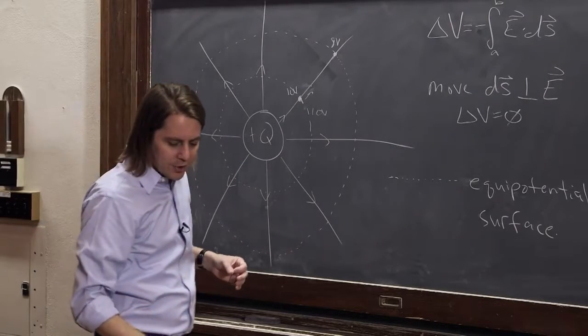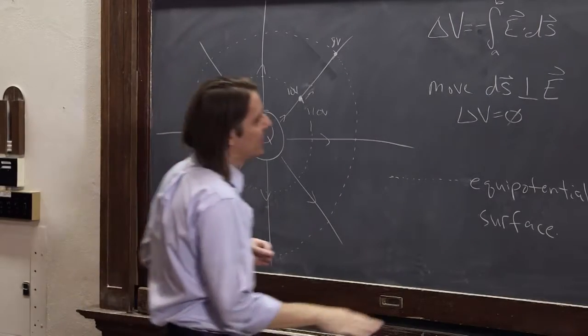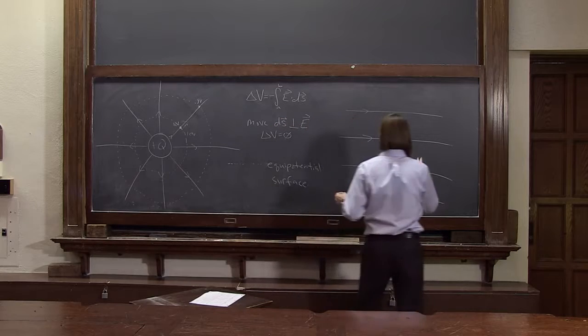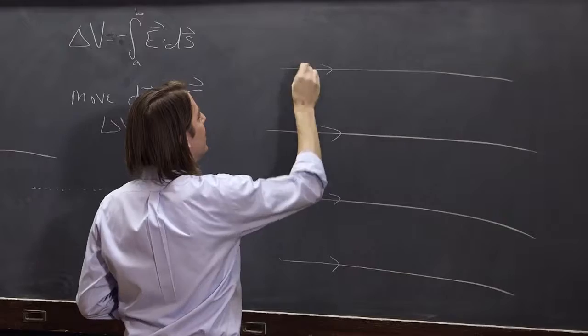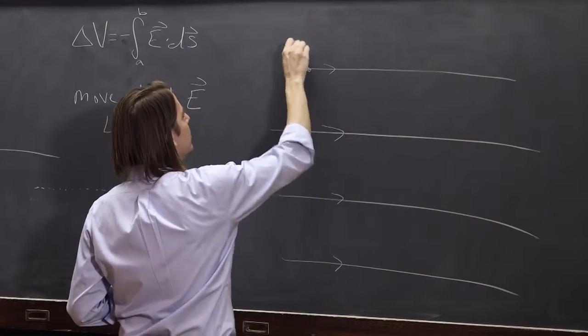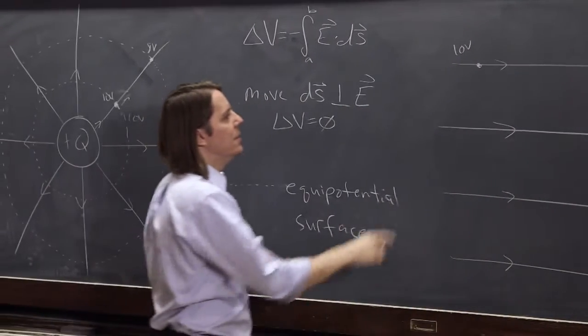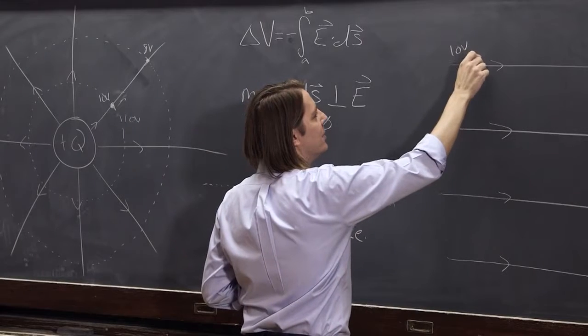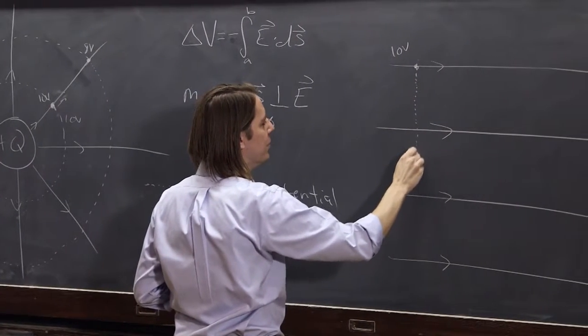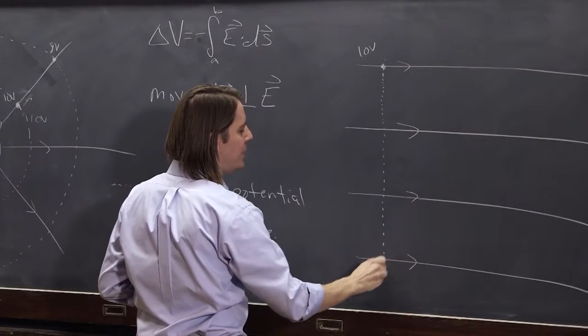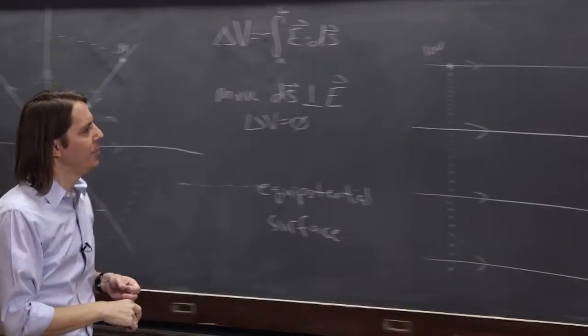Okay? Let's look at another case. Let's look at the uniform field. It's always pointing this way. Here, maybe right here in space, this is what you'd call 10 volts. Okay. Well, if we move perpendicular to that line, if we go down, you're still at 10 volts, still at 10 volts, still at 10 volts. Since it's a uniform field to the right, we're staying perpendicular to it at all times. We're always at 10 volts.